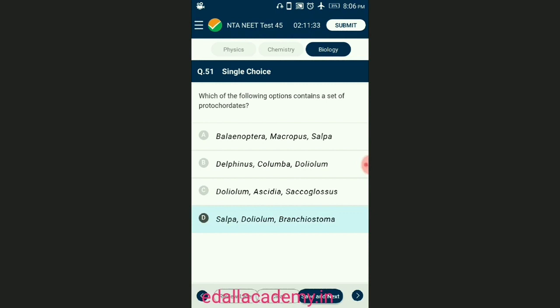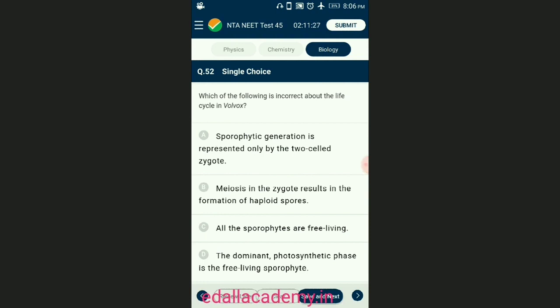Question number 52. Which of the following is incorrect about the life cycle in volvox? Sporophytic generation is represented only by the one-celled zygote. There are no free-living sporophytes. Meiosis in zygote results in the formation of haploid spores. The haploid spores divide mitotically and form the gametophyte, the dominant photosynthetic phase in such plants, the free-living gametophyte. This kind of life cycle is termed haplontic. Many algae such as volvox, spirogyra and some species of chlamydomonas represent this pattern. So the answer for this question is option B, meiosis in the zygote results in the formation of haploid spores.